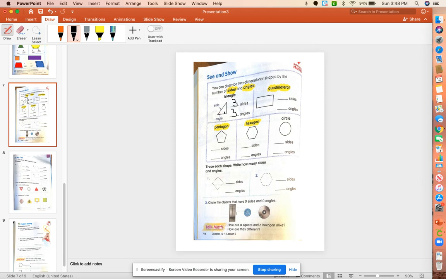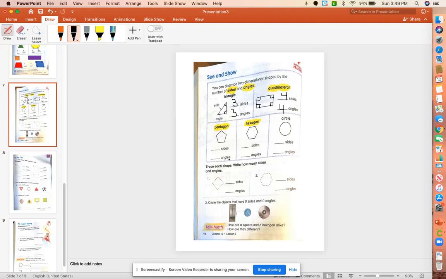There's one angle there, and here. This is a quadrilateral. A quadrilateral is another name for a shape that is closed and has 4 sides. Okay, so how many sides does this have? 1, 2, 3, 4, 4 sides, and it has 4 angles. 1, 2, 3, 4.